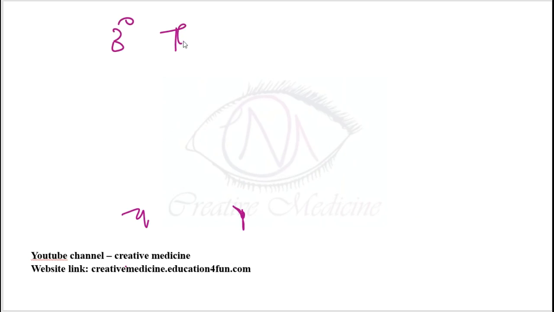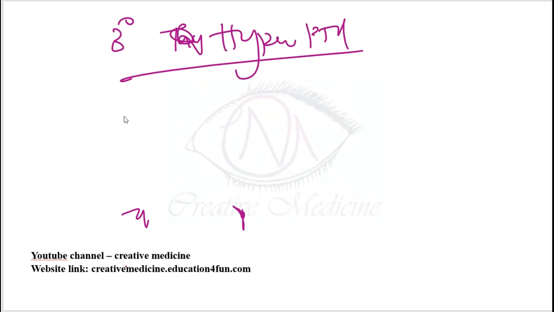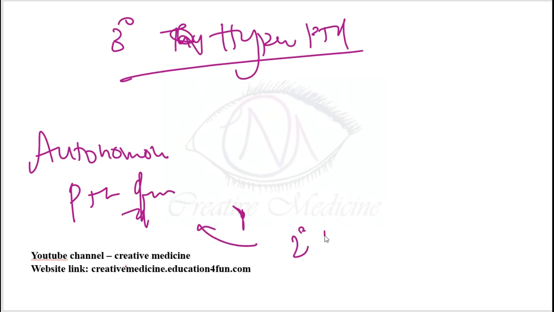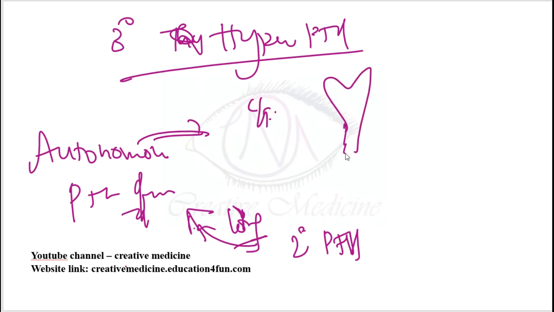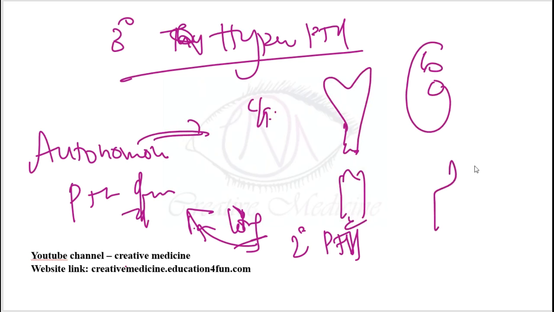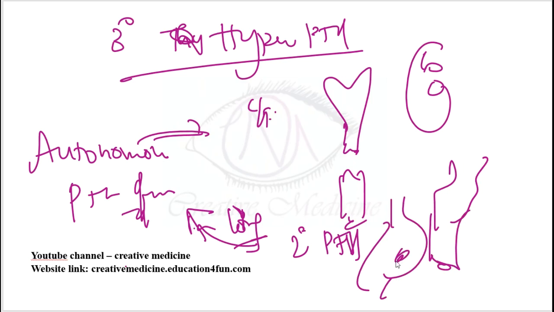Then we have tertiary hyperparathyroidism. This is mainly due to autonomous parathyroid gland functioning because of long-standing secondary hyperparathyroidism. Because of this autonomous parathormone functioning, clinical features like pathological fractures leading to bone pain will occur, along with renal stones, constipation, and peptic ulcers.